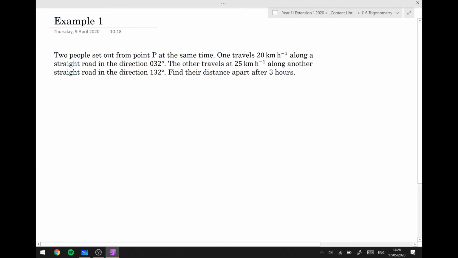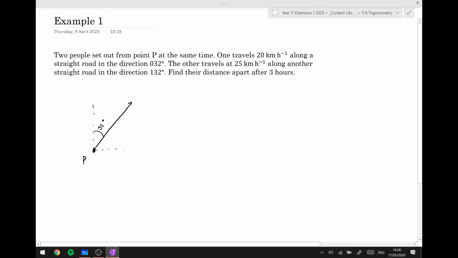So let's start off with this one. Two people set out from a point P at the same time. Okay, point P, here it is. One travels at 20 kilometers per hour along a straight road in a direction of 032 degrees. Okay, so if we're starting at north, 32 degrees is about there. Okay, he walks there. The other travels at 25 kilometers per hour along another straight road in the direction of 132 degrees.